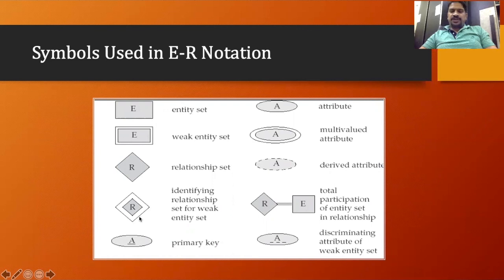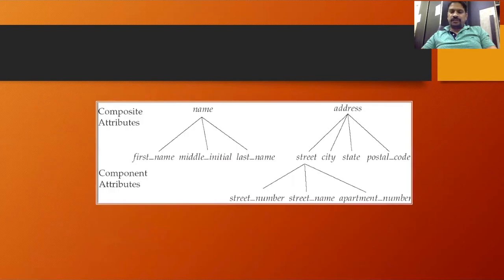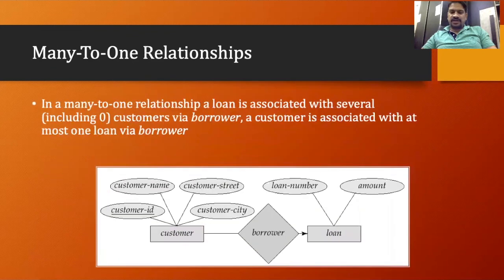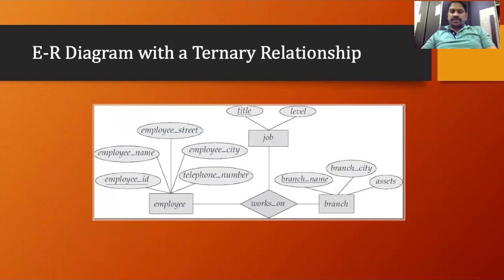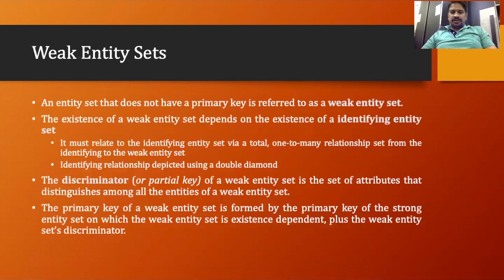And what should be the relationship with the weak entity set? There will be total participation. So if we have the total participation, we say that it is a weak entity set, and it has total participation, and the relationship we can represent with the double diamond.